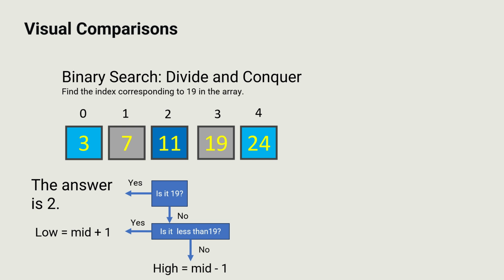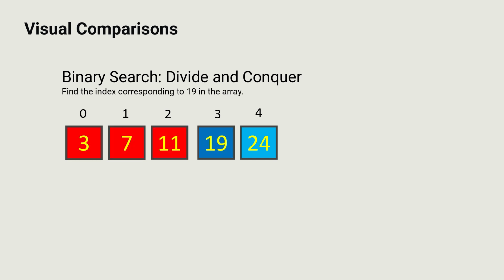If it is no, we will ask another question: is it less than 19? If it is less than 19, we will update the lower bound or the lower index value. If it is greater than 19, we will update the upper bound or the higher index value. And then once we have this, we will do the same thing. We'll compute the middle index value, and in this case the left index value is the middle index value as well. That's where we will start asking the question again.